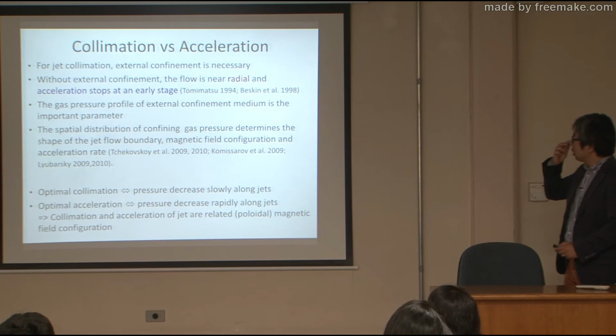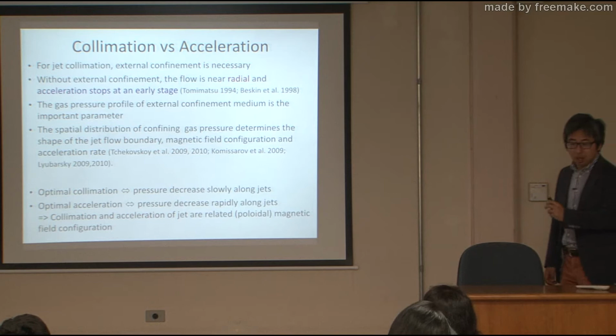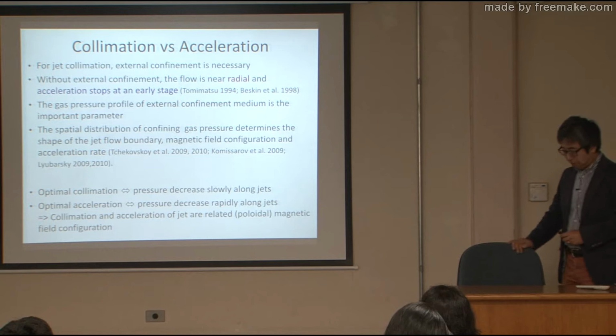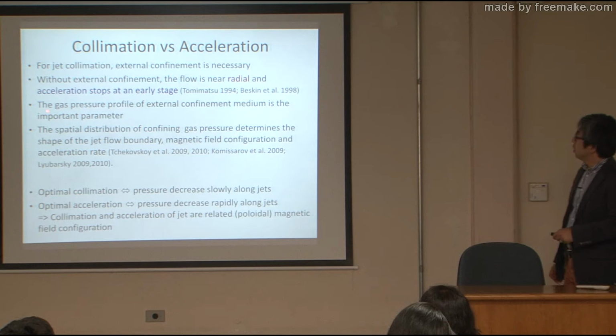For the jet collimation, external confinement looks like it is not necessary. This is my point of view. Without external confinement, the jet flow is nearly radial, and the acceleration stops at an early stage, based on the early analytical calculation of the jet formation. Then the gas pressure profile of the external confinement medium is an important parameter.